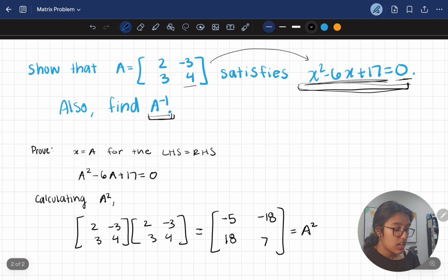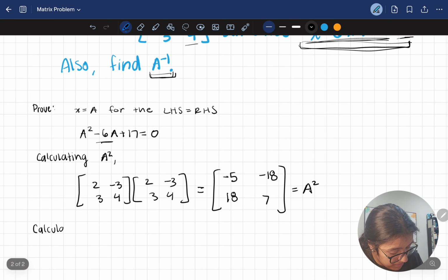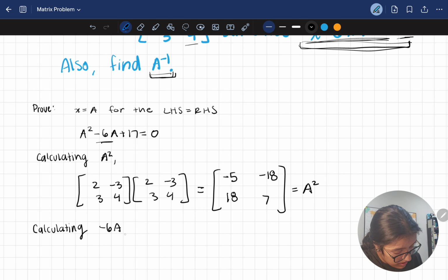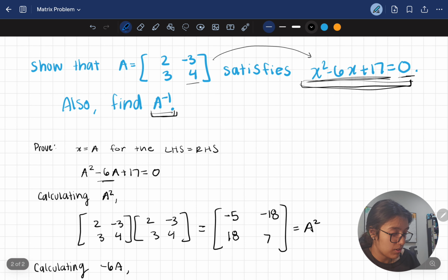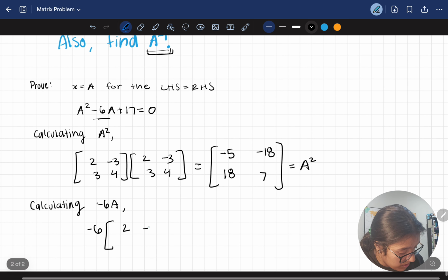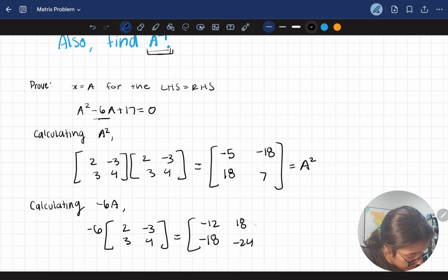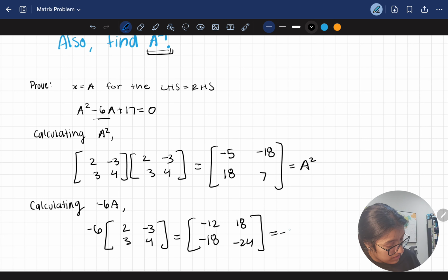Now we have to find this -6A, and that's pretty straightforward, right? Calculating -6A. That's just saying -6 times the original matrix that they gave us. So this matrix right here. That matrix is what? [[2, -3], [3, 4]]. Multiplying it by every single element. So -6 multiplied by every single element. So that would be -12, 18, -18, -24. So that is equal to -6A.